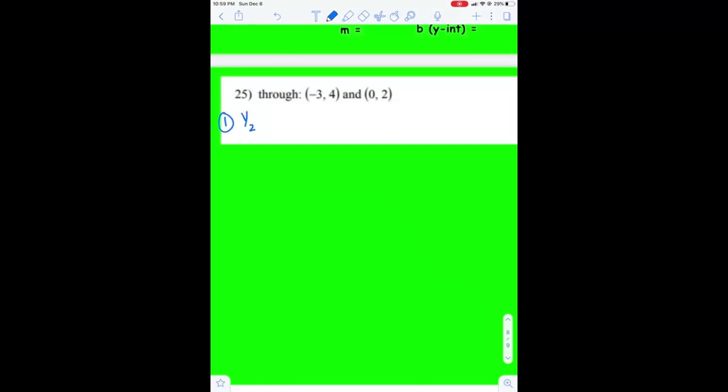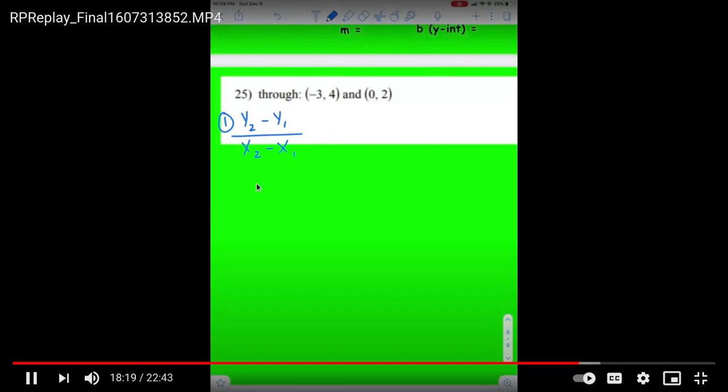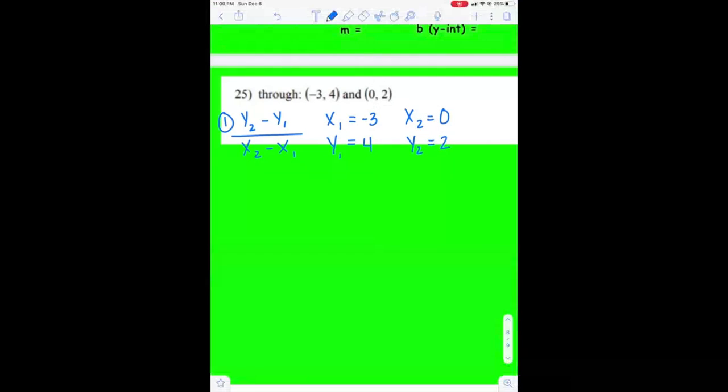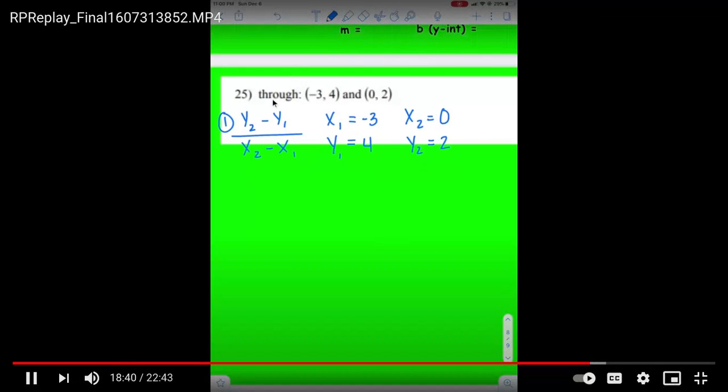Okay, so I'm going to do the same thing. I'm going to label my y2, my y1, and everything, and I'm going to use this change in y over change in x, like this right here. Okay, and I see that my x1 is -3, my y1 is 4, my x2 is 0, and my y2 is 2. So I'm just going to plug those in to this right here to get our slope.